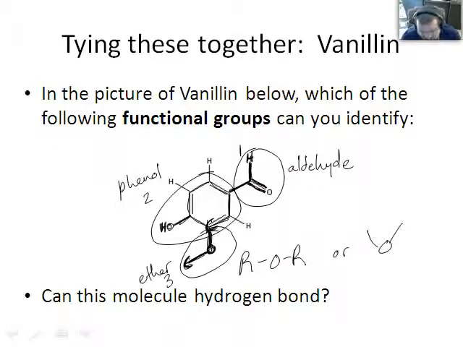And to answer the question on whether this molecule can hydrogen bond or not, you need to look through the entire molecule to see if there's an H directly connected to an N, an O, or an F. And we have that. OH. The alcohol group is capable of hydrogen bonding.